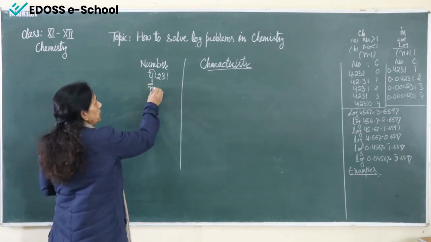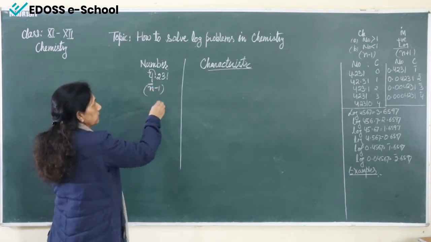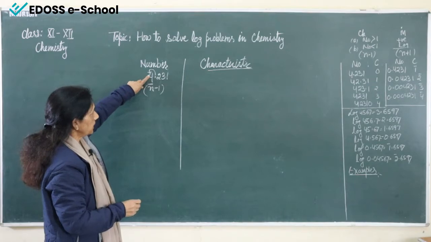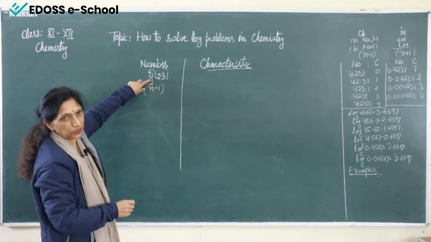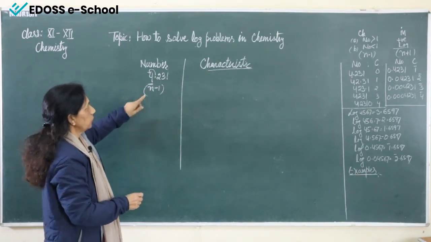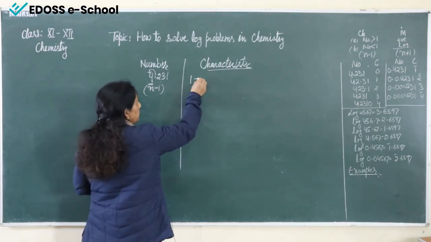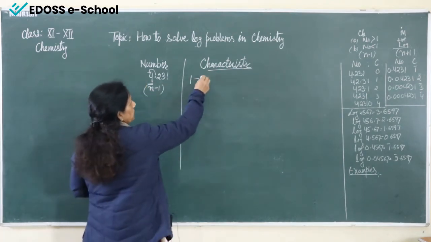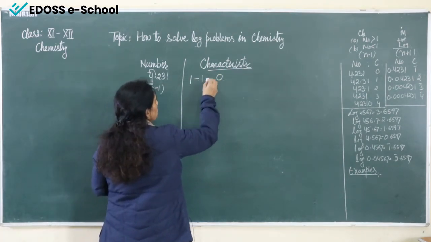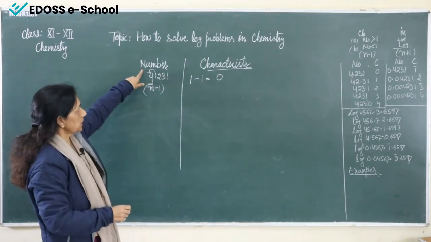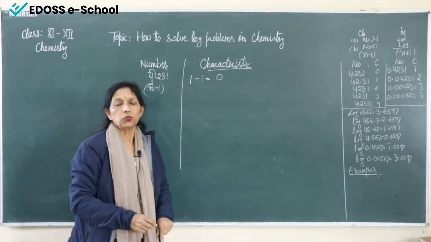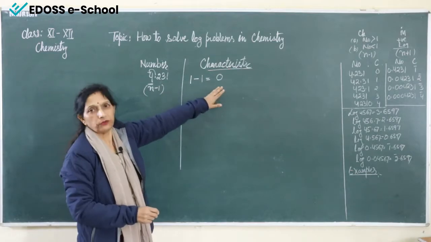And from n we have to subtract 1. So n is one significant number. Okay, so n is 1 and minus 1. So this is equal to 0. That means the characteristic of 4.231 will be 0.